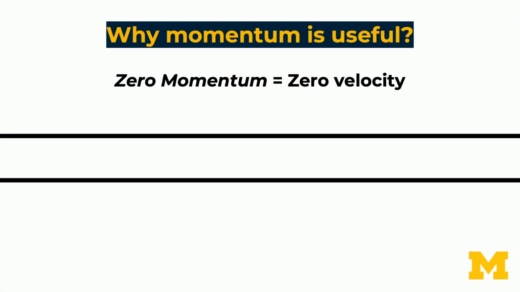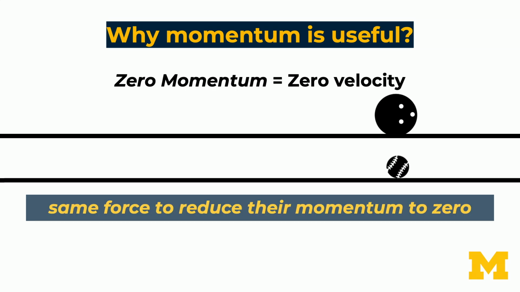And why is that useful? It allows us to make comparisons. Let's say somebody is throwing a baseball at a very fast speed, and somebody throws a bowling ball at a pretty slow speed. Their momentums may be exactly the same, because the baseball has very low mass but very fast speed, and a bowling ball has very slow speed but very large mass.